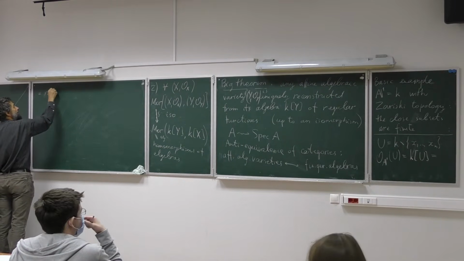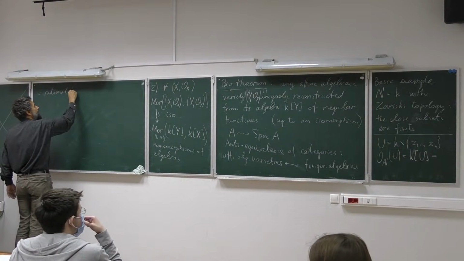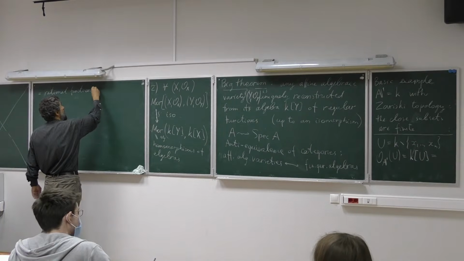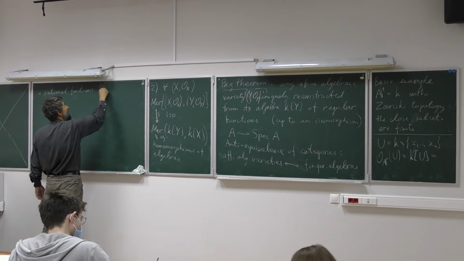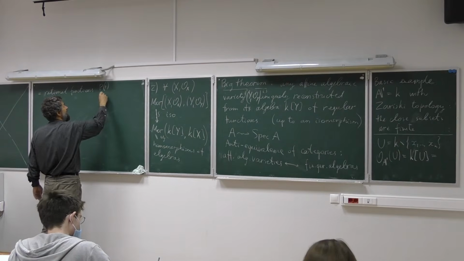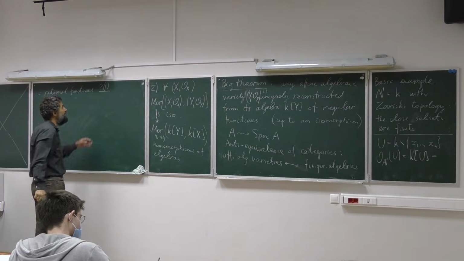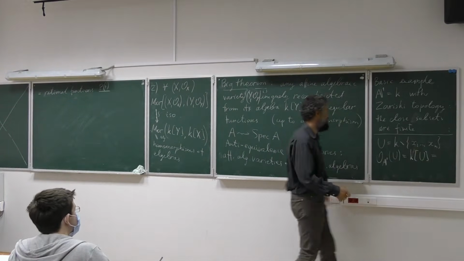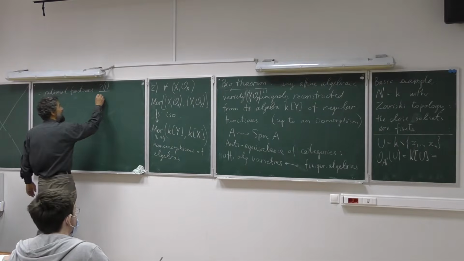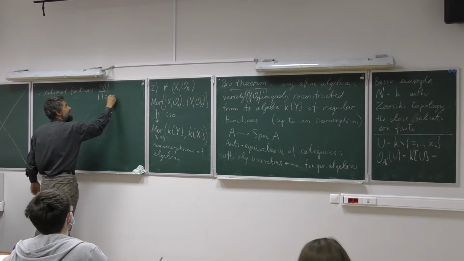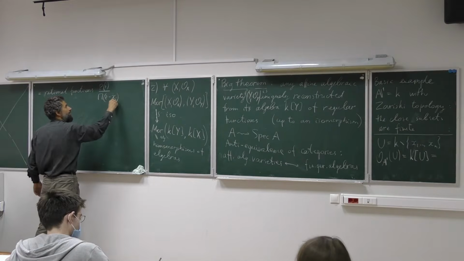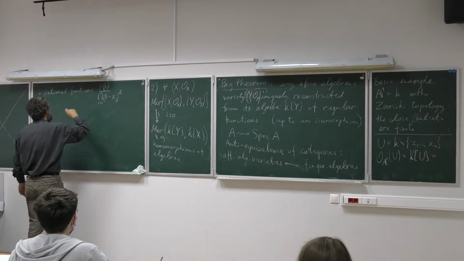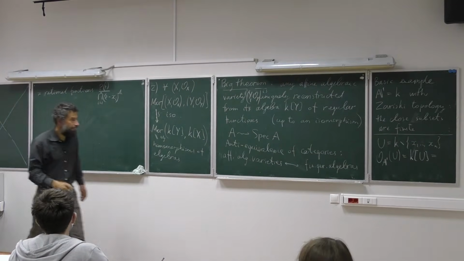Rational functions. Like one polynomial of z over another polynomial of z, but this other must have zeros only at these points, so it must be of the form product of (z minus x_i) to some power d_i. Yeah, this is the definition.